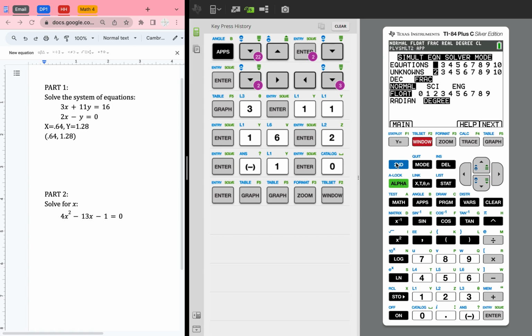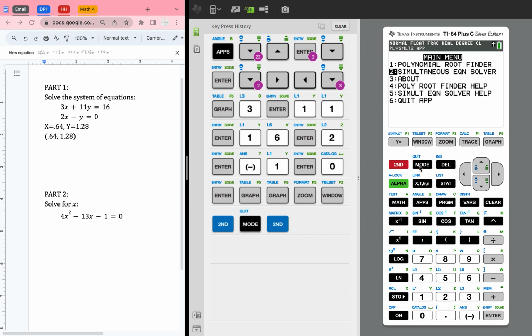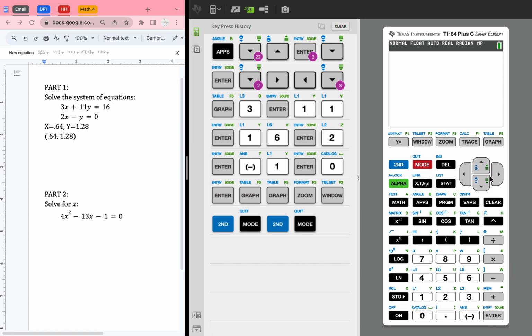And that's that. So I'm going to leave this screen by hitting second quit. You have to do it again, second quit. And now I'm back to my main home screen. And that's how you solve simultaneous equations.